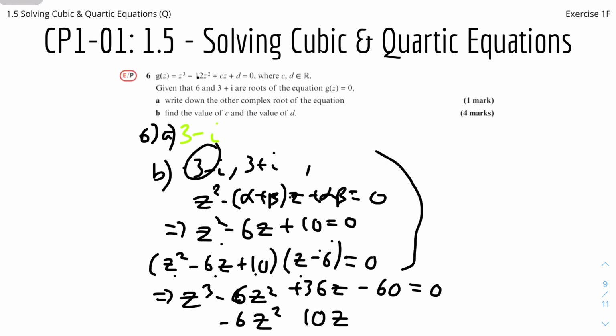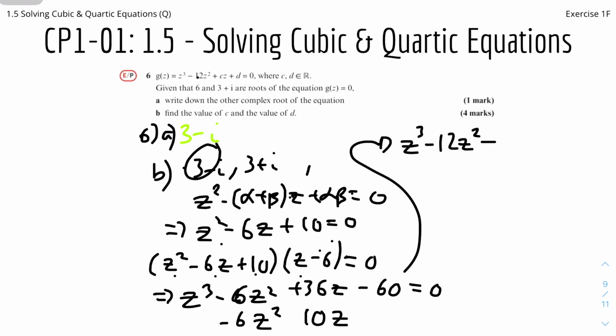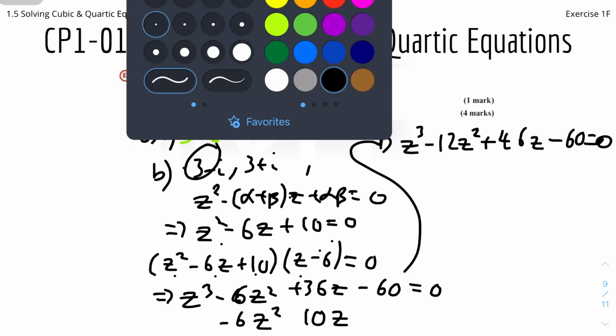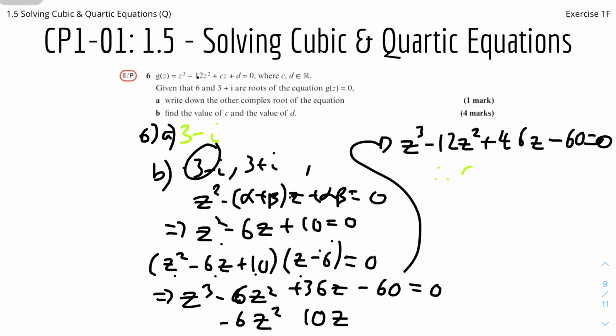Therefore, the final cubic equation will be z cubed minus 12z squared plus 46z minus 60 equals 0. And we can compare this to the original equation here. Therefore, we can see that c equals 46, and d is equal to minus 60. And these are the answers.